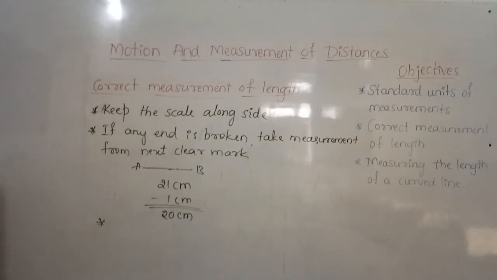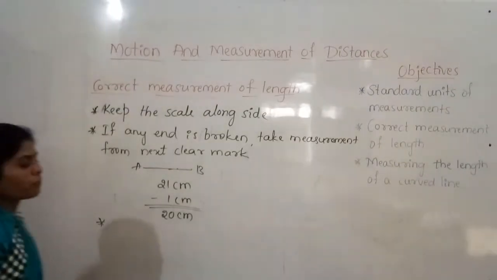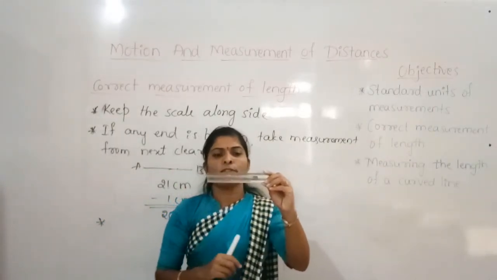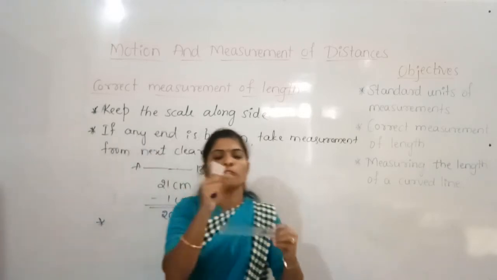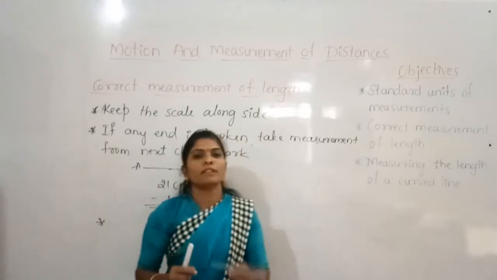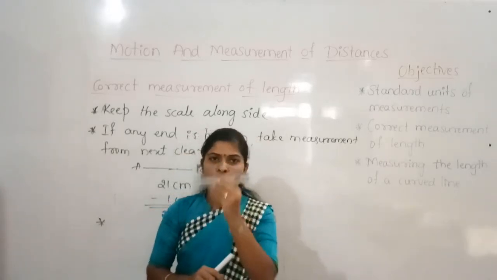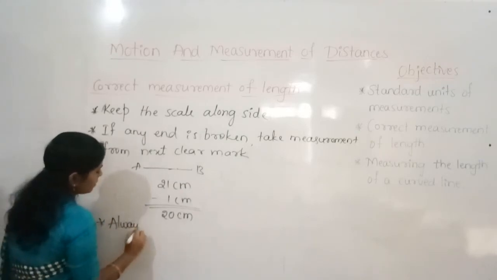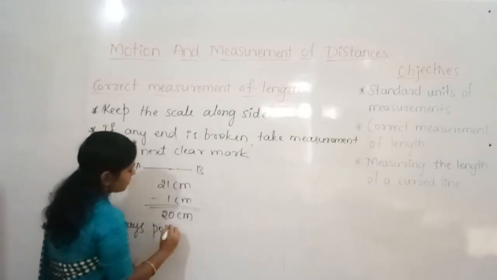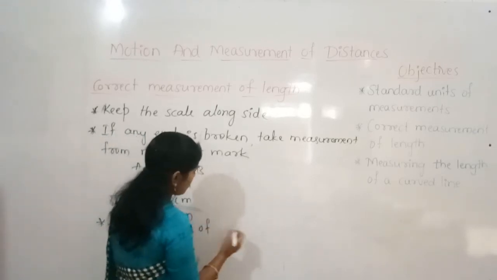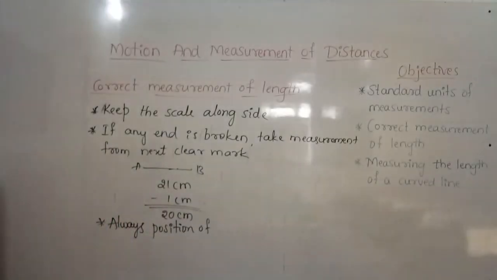So always it should be at the front of the observer. If we are taking the reading, we have to look front. If we watch from the side, we may get some variations. So always we have to observe from the front. Always the position should be in front.